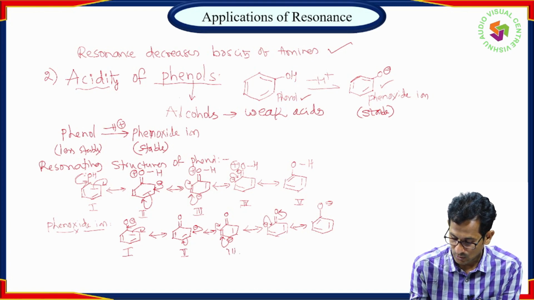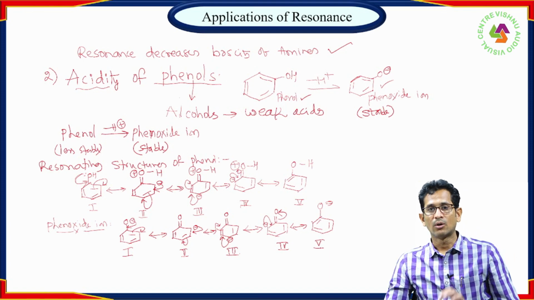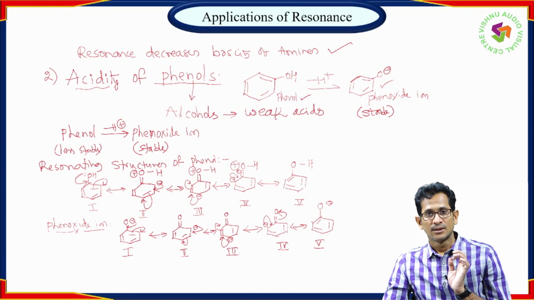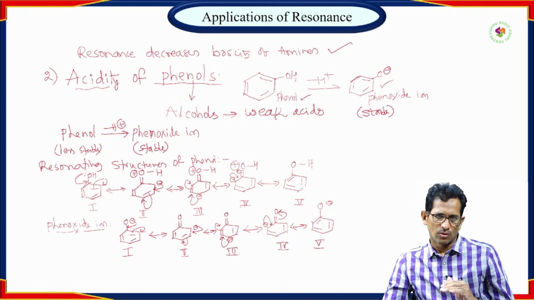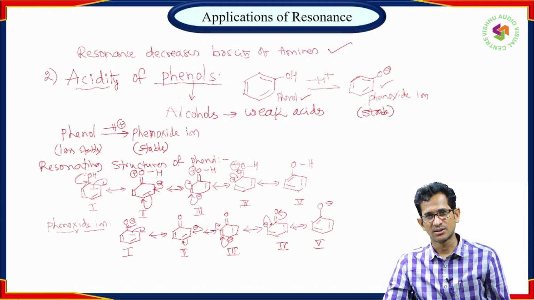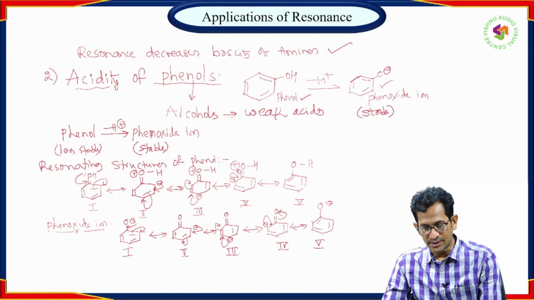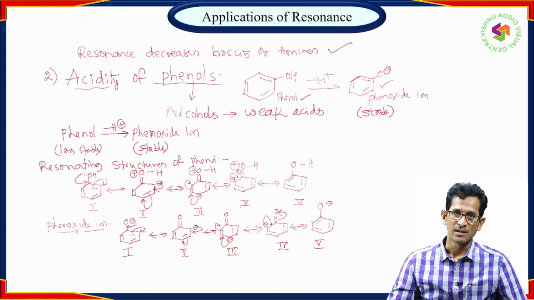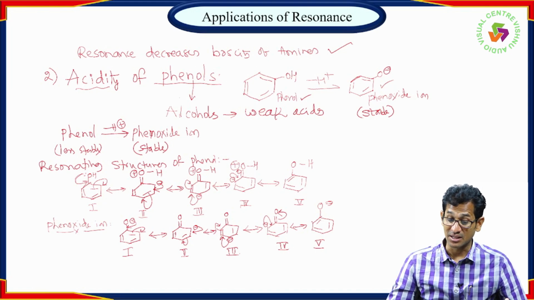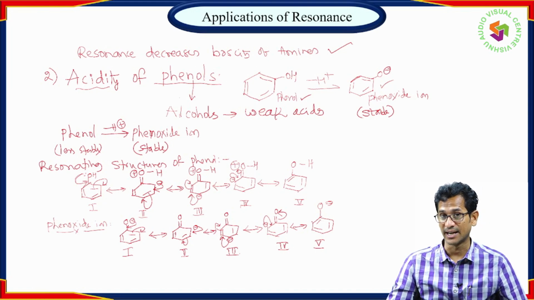1, 2, 3, 4, 5. So now we will compare. The first point is that the compound which exhibits more resonating structures is said to be more stable. But in this case, phenol shows 5 resonating structures, and the phenoxide ion is also showing 5 resonating structures. So that will not decide. The number of resonating structures may not decide the stability of phenol or phenoxide ion.